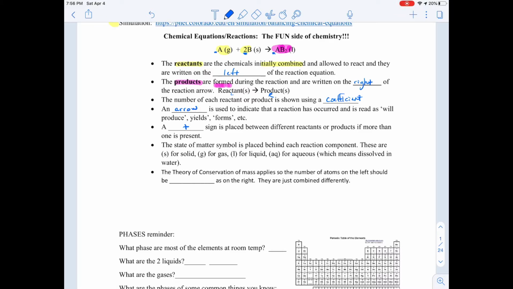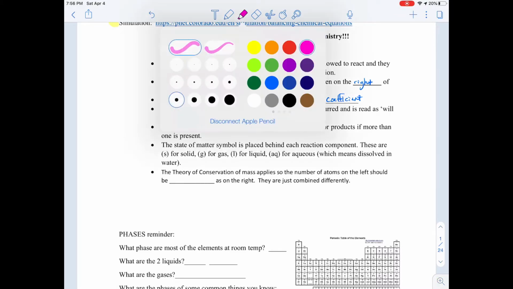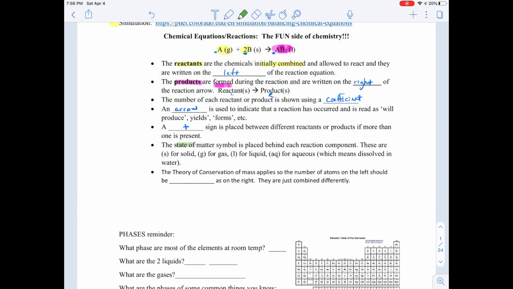And then right here, we have this thing about states of matter. All right, so the states of matter, that's a symbol that's placed behind each of the reaction components. And so this is products or reactants. And here's the list of your options: solid, gas, liquid, or this thing called aqueous. That means dissolved in water. And we're going to talk a lot about water in this chapter and dissolving things in water. So that, and that.